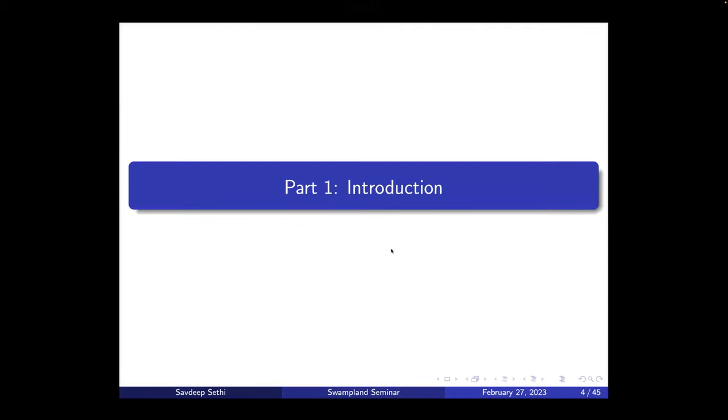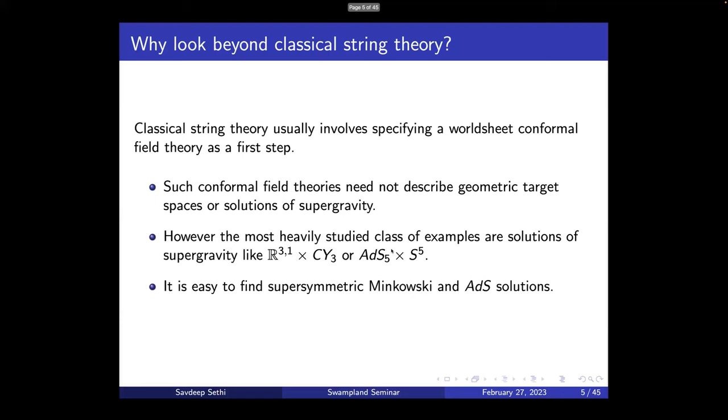Okay, so let me start with an introduction. So the first question you might ask, well, why look beyond classical string theory? I pick up Polchinski, I learn how to work out worldsheet string theory, and I can do perturbation theory and go from there. Why do we need more?